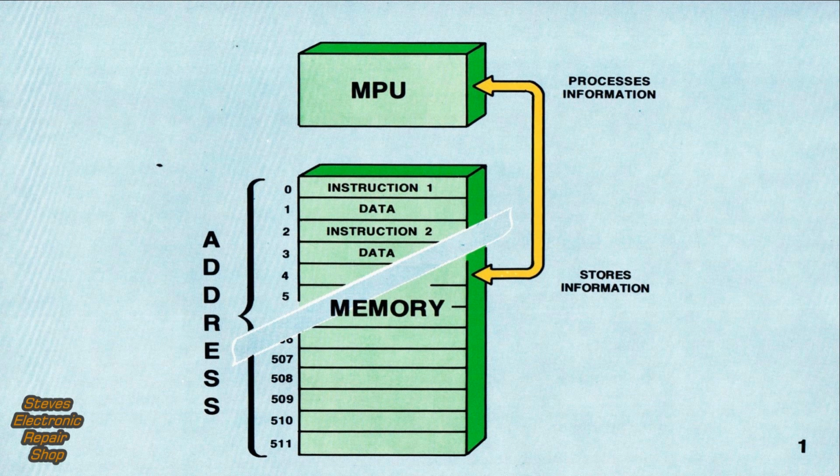Frame 1. By now, you're familiar with the organization of microcomputers. This simplified block diagram shows the interrelation between the MPU and memory. Memory stores information such as data and instructions, while the MPU processes information. You haven't heard much about memory at this point, so let's explore this portion of the microcomputer in more detail.